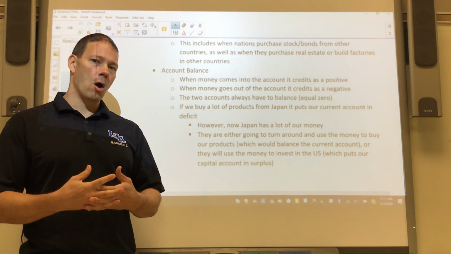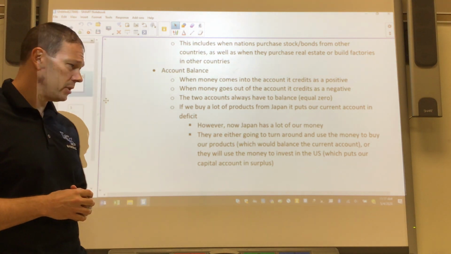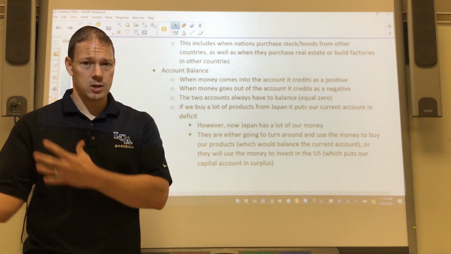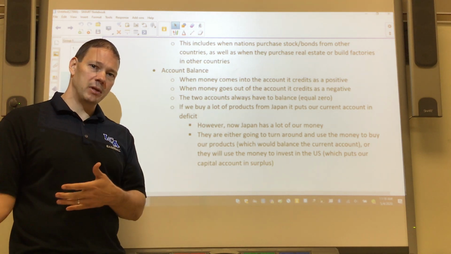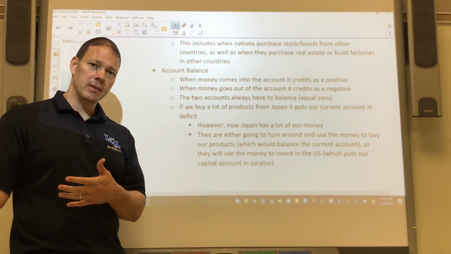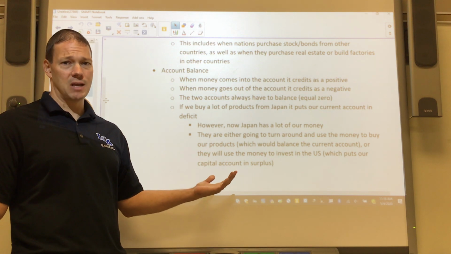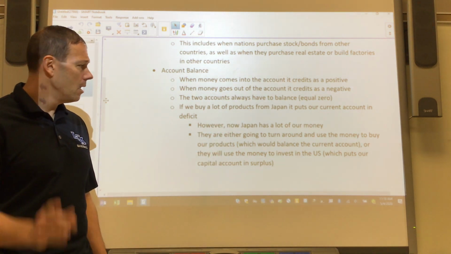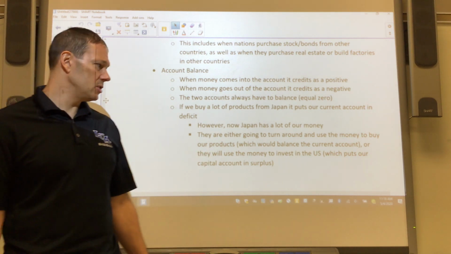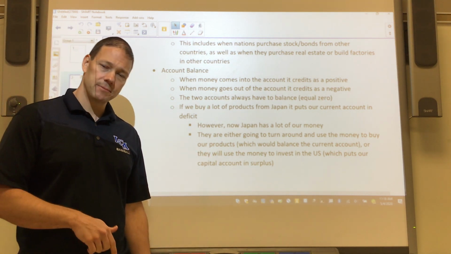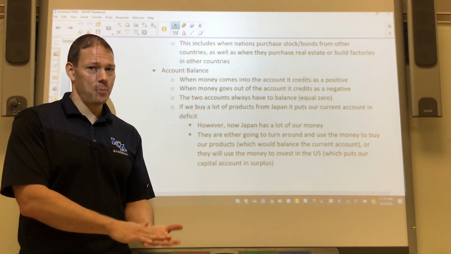Japan now has all this American currency. What are they going to do with that currency? Well, they're going to do one of two things. They're going to turn around and use it to buy our stuff. Now, if we buy 20 billion worth of stuff from Japan, and then Japan turns around and buys 20 billion worth of our stuff, well, guess what? It balances out to zero. So that's nice and neat. What they're probably more likely to do, though, is use that money to invest in the United States. And that would go down as a positive in our capital account.